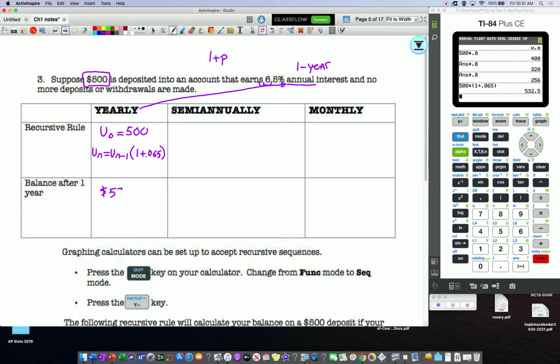$532.50. Nice. So with the bank just keeping my money, they're going to give me $32.50 at the end of the year. That's kind of nice. Okay?